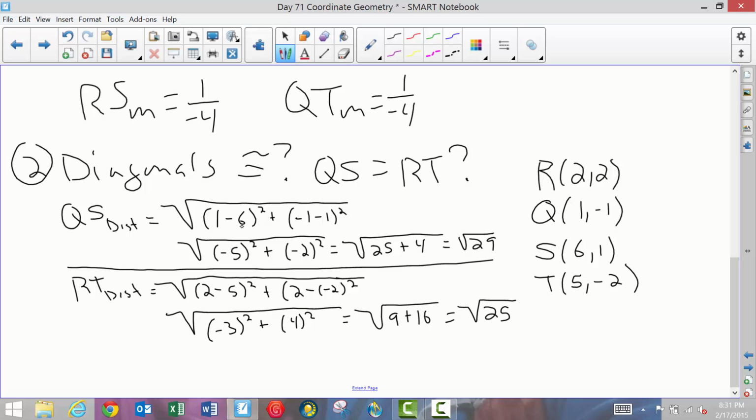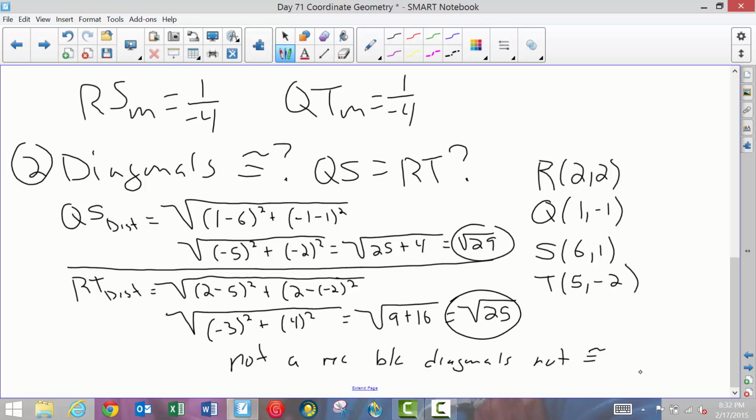So again, look at it. We have 1 minus 6, which is negative 5. Then we have negative 1 minus 1, which is negative 2. Get square root of 29. RT is 2 minus 5, which is negative 3 squared, and then you get 2, which is 4. So my diagonals are not congruent. So if they're not congruent, I know automatically it's not a rectangle. So this is not a rectangle because diagonals are not congruent.